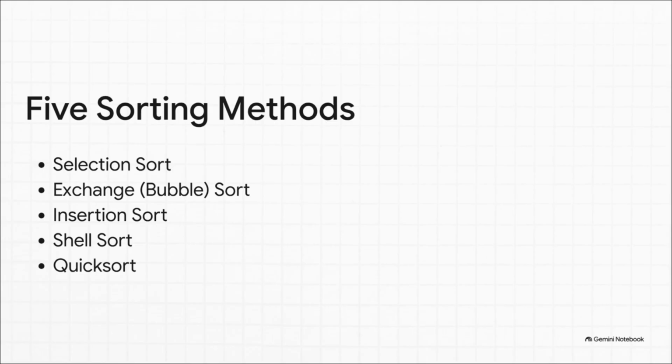To make that happen, we're adding 5 new methods to your toolkit today. We've got selection sort, exchange or bubble sort, insertion sort, diminishing increment, also known as shell sort, and partitioning, which you'll usually hear called quick sort. They all hit the exact same goal, but their strategies are wonderfully different. Let's see how each one works.